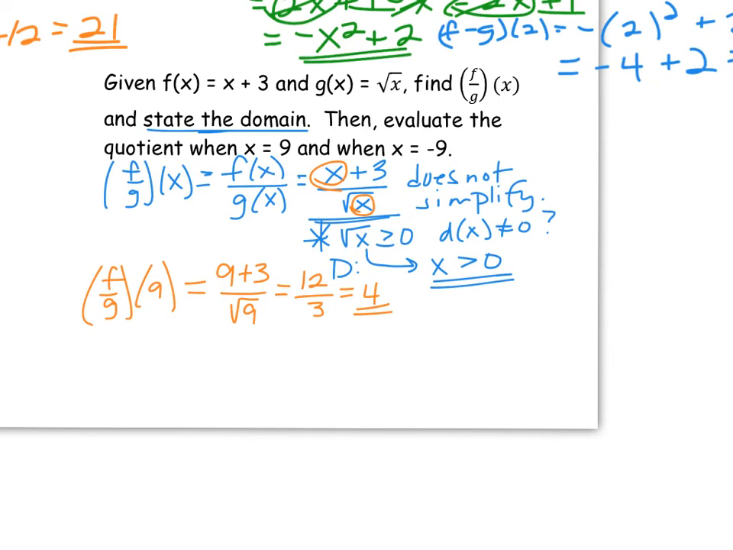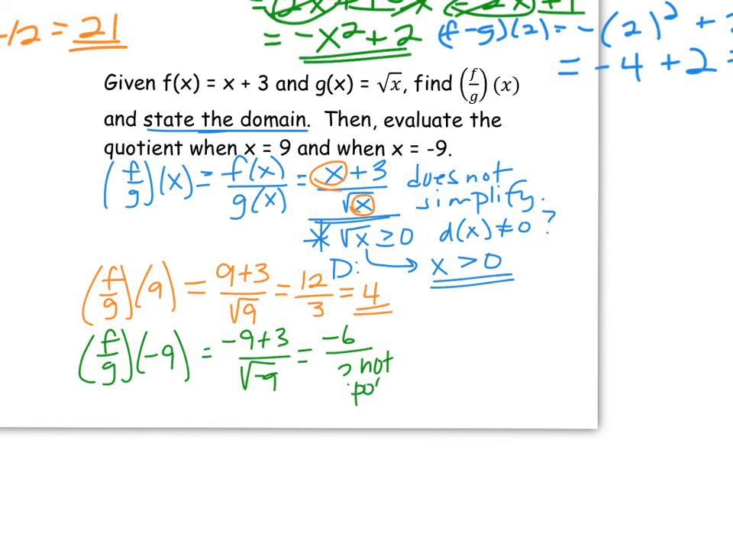Let's try the next one. For the next one, we're going to plug in negative 9. So f divided by g of negative 9. Negative 9 plus 3 in the numerator over the square root of negative 9 in the denominator. Negative 9 plus 3 is negative 6. But we run into a roadblock here. Did anybody catch that? The square root of negative 9 is not possible. It's not a real solution. And if you think about x equaling negative 9, that doesn't hold true for our domain. So it's not true for the domain. So there's no solution for that second part, or not possible.